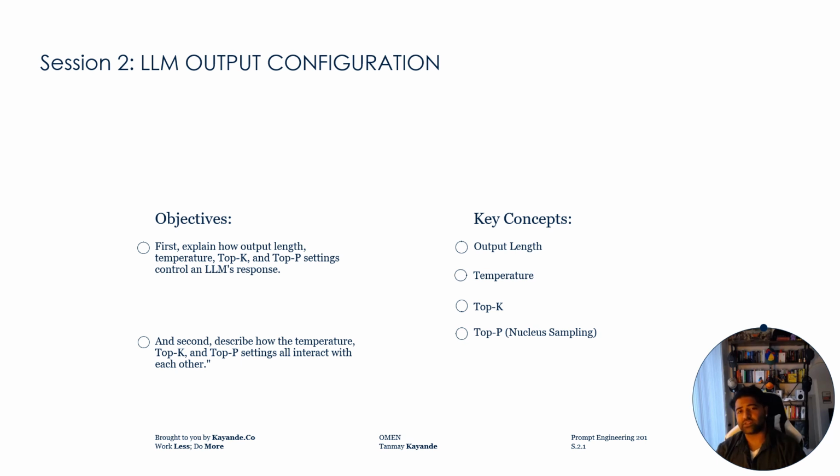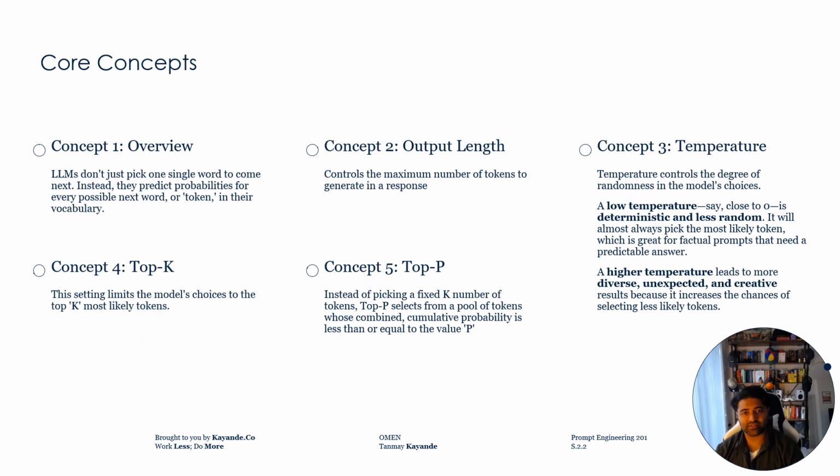By the end of this session, you'll be able to explain how output length, temperature, top K, and top P settings control an LLM's response. And second, you'll be able to describe how the temperature, top K, and top P settings all interact with each other. To get there, we'll be looking at four key configuration concepts: output length, temperature, top K, and top P, which is also known as nucleus sampling. There's no quiz at the end of this. This is more so for you to know how this exactly works.